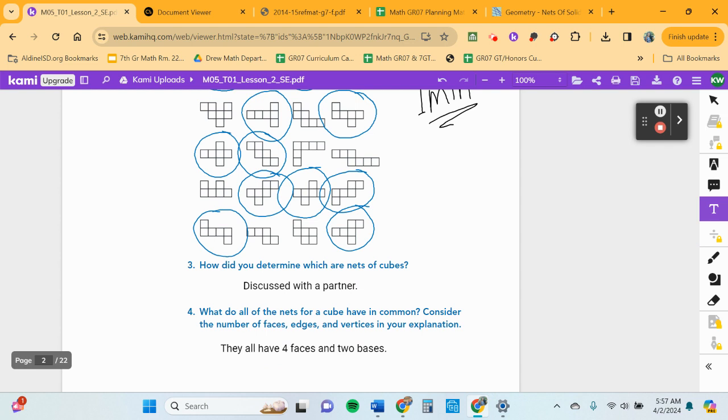Alrighty, and we're back for number 3. You discussed that with your partner. I'm sure everyone had a different way of determining which ones are cubes. And for number 4, what do all the nets have in common? Well, also, you could have said something totally different, but me personally, I just put an example, and I like this one because it rhymes. I said they all have 4 faces and 2 bases. But if you made any other observation, that's exactly what you were supposed to do.